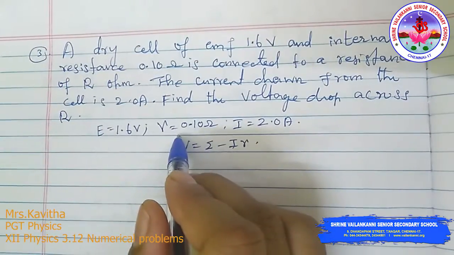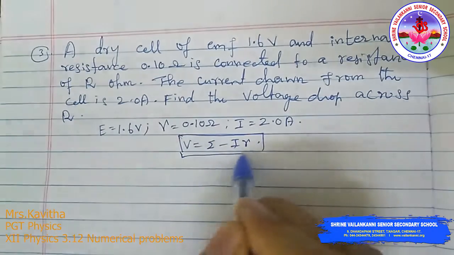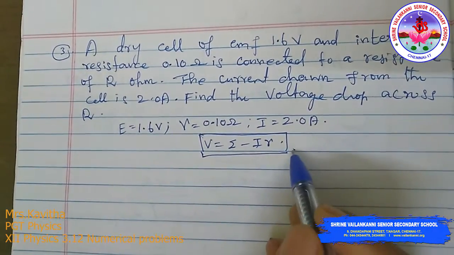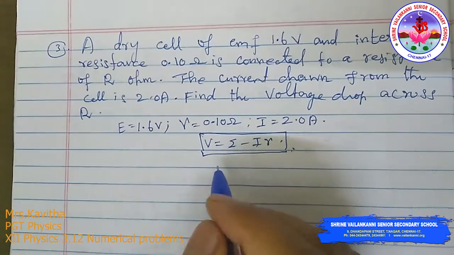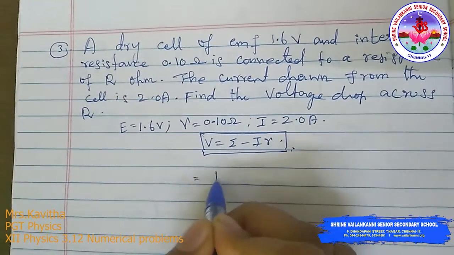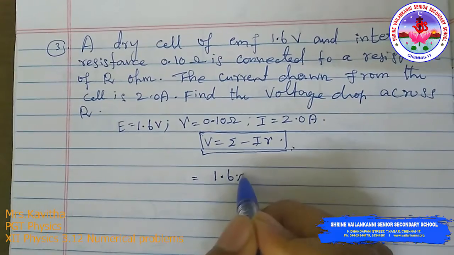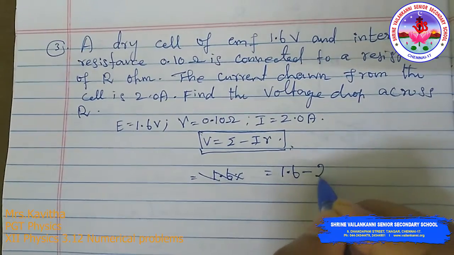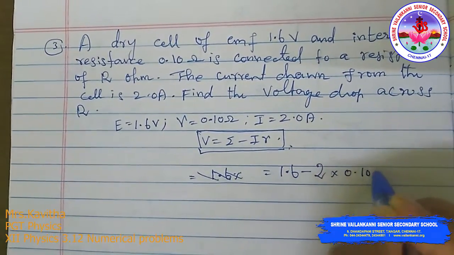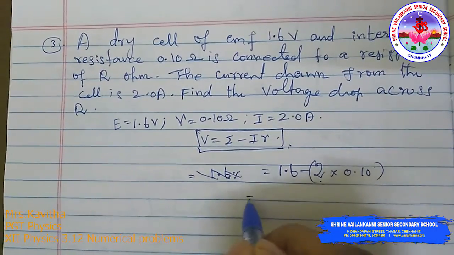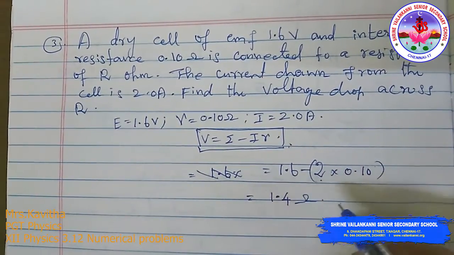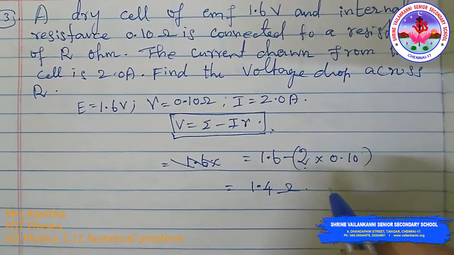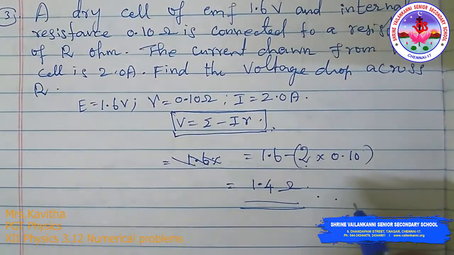So they asked for the voltage drop. It is also asked in our board paper question. Directly you can apply the values and get the answer. V is equal to 1.6 minus 2 into 0.10. So we'll get the value of 1.4, right? So the voltage drop across R will be 1.4 volt.